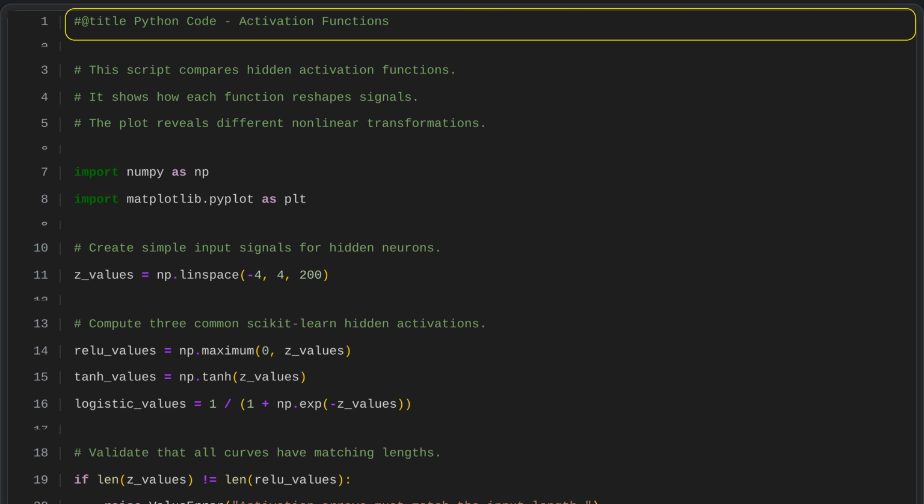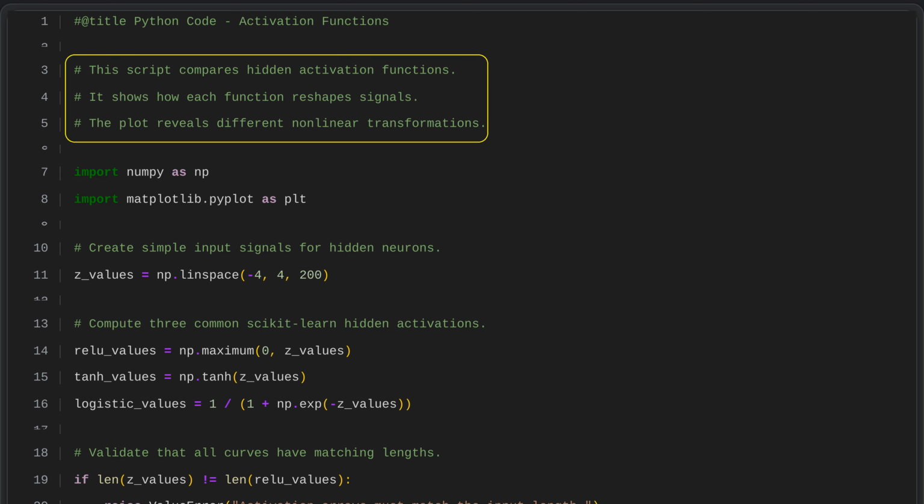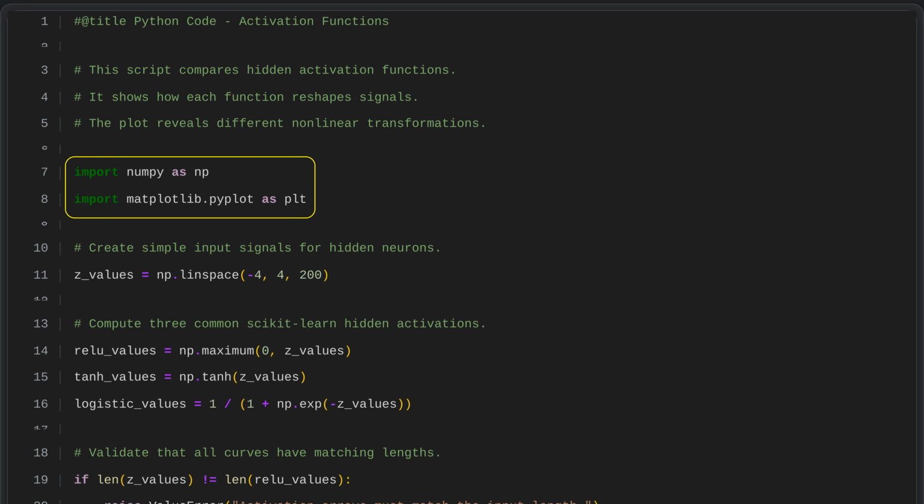Python code. Activation functions. This script compares hidden activation functions by showing how they transform input signals. The plot highlights the different nonlinear changes each function applies. The script imports NumPy for numerical work with arrays and mathematical operations, and Matplotlib's plotting tools for creating graphs. Together, these libraries provide the basic tools needed for computation and visualization in Python.